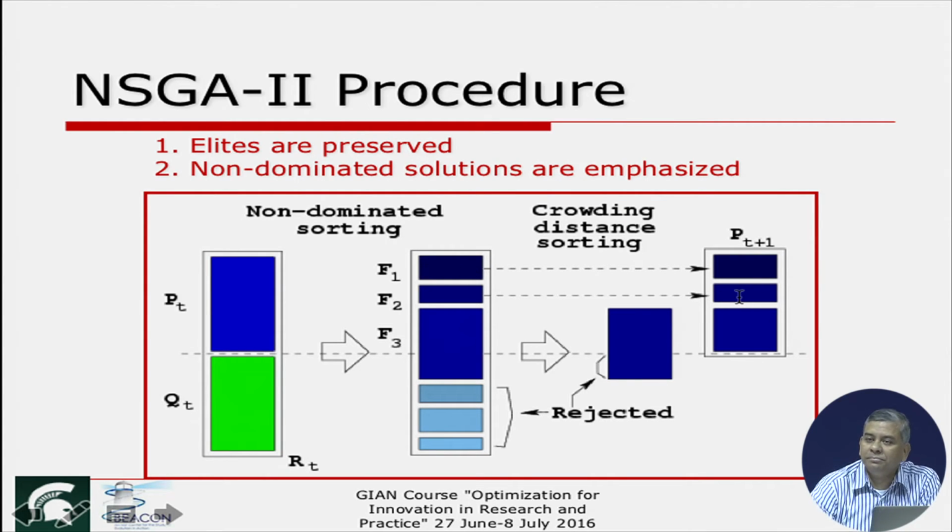When we are going to F3, which points do we have to reject? Okay, now I'm going to talk about that.